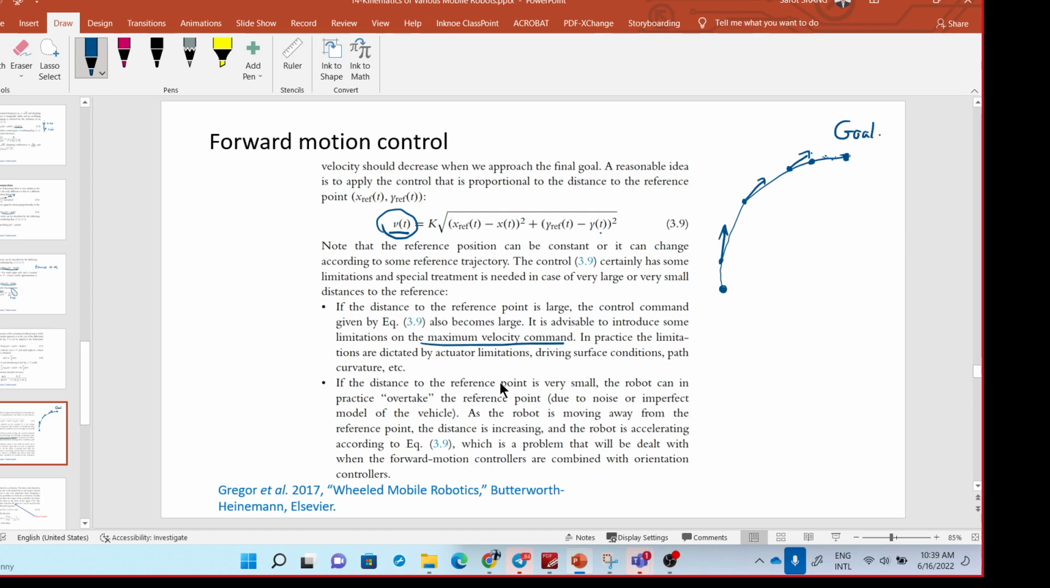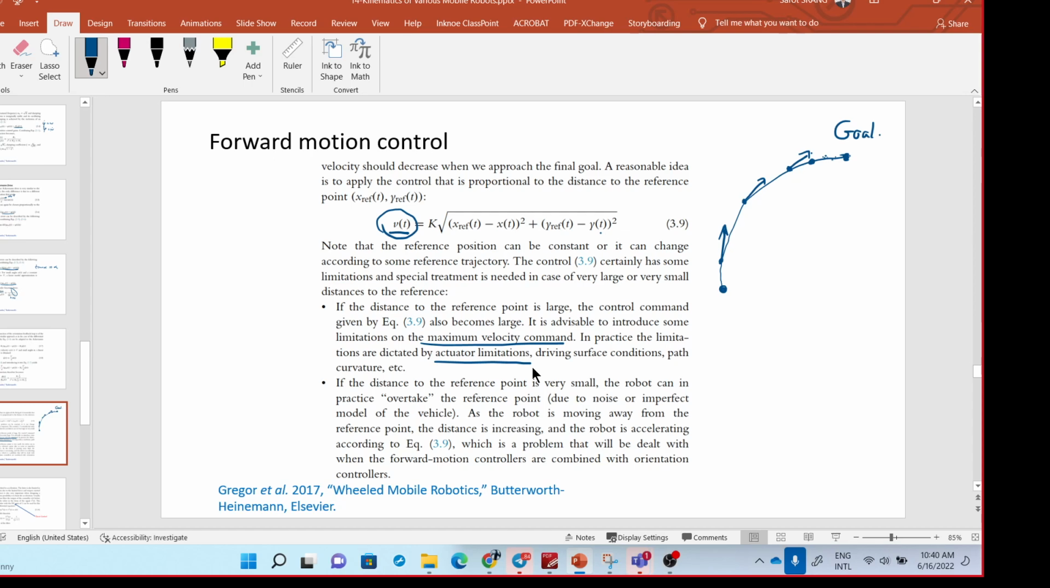Okay, and in practice, it's a limitation based on the actuator limits. So the maximum velocity of the motor on the wheel will define the maximum velocity of the robot. And also another problem that may happen. So in practice, we need to be cautious.